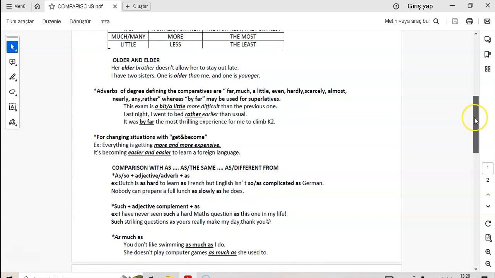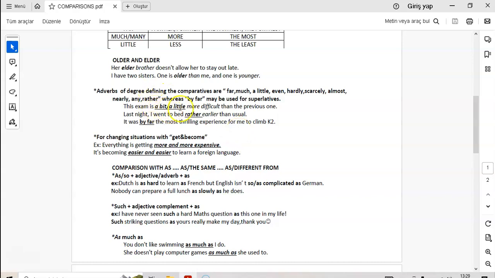And we can have some adverbs of degree to define the comparatives, for example, to intensify their meanings. For example, we can use far, much, a little, even, hardly, scarcely, almost, nearly, any, rather, before the comparative forms. For example, you can say a bit more difficult, a little more difficult, rather earlier. But with the superlatives, we can only use the by far structure. For example, we can say it was by far the most thrilling experience for me to climb K2.